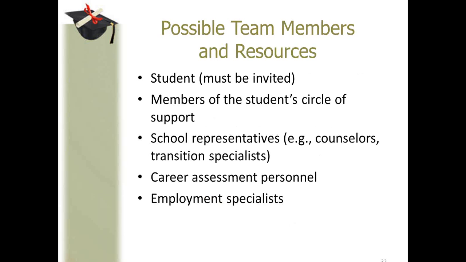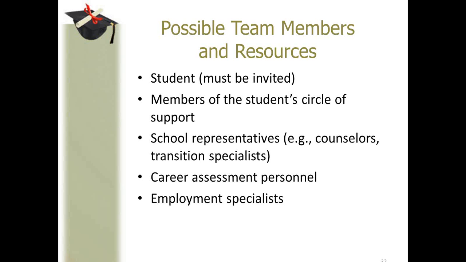Here are some of the possible team members and resources. Throughout the transition years, students receive a variety of supports. The completion of high school is the beginning of adult life. Entitlement to public education ends, and the young person and their families are faced with many options and decisions about the future. The most common choices for the future are pursuing career and technical or vocational training, or further academic education, getting a job, and living independently.